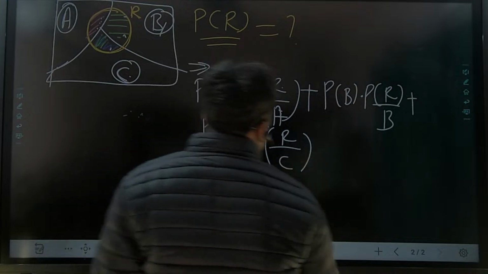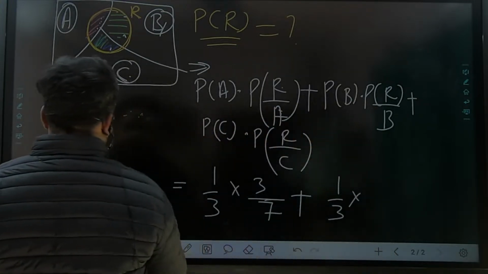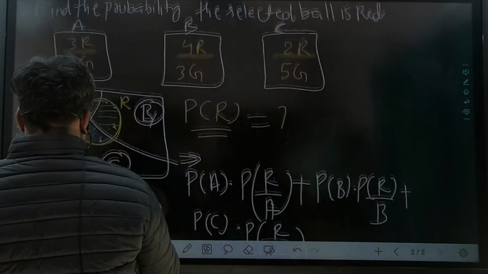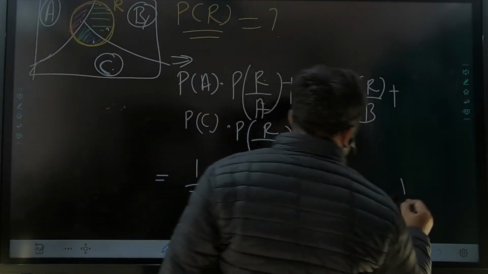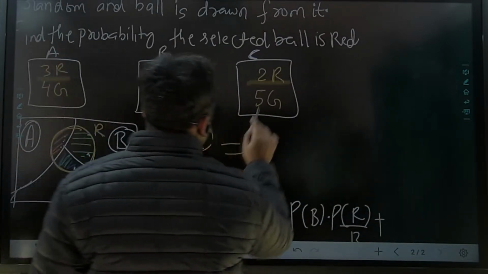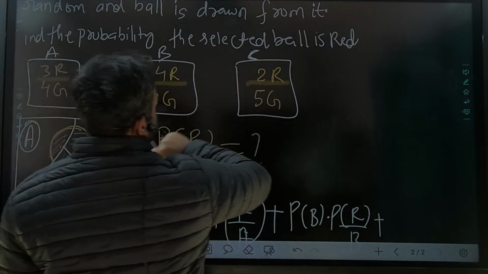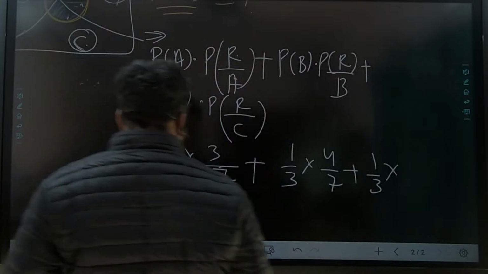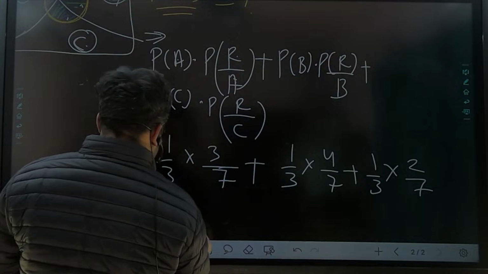Plus, what is the probability of getting bag B? 3 bags are there, you're selecting 1, so 1 by 3, multiplied with this. In bag B, what is the probability of getting a red ball? 4 by 7. Bag C probability is 1 by 3. What is the probability of getting a red ball from bag C? 2 by 7. Just as simple as that.